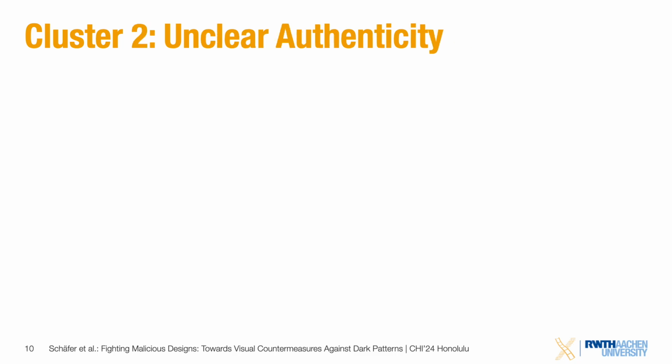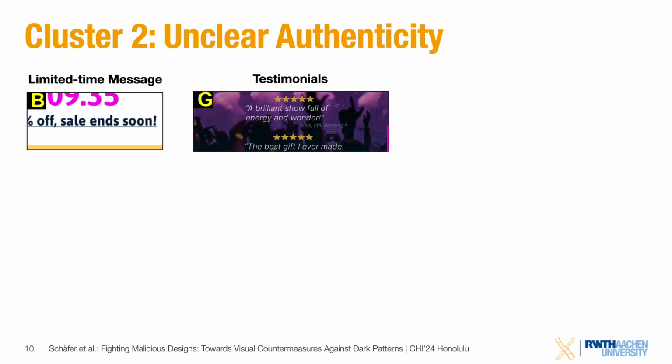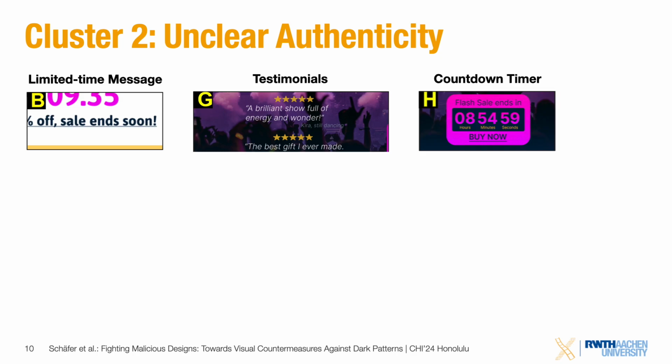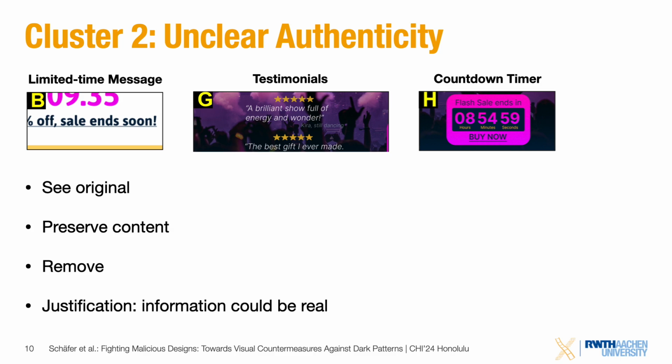Next, we have the cluster of unclear authenticity that consists of the 3 dark patterns limited time message, testimonials, and countdown timer. For this cluster, there was an even split between participants wanting to see the original, preserve the content, and remove the element completely. Overall, participants stated that they were hesitant to suggest hide as the information could be real.